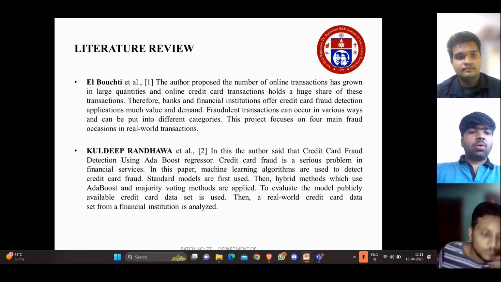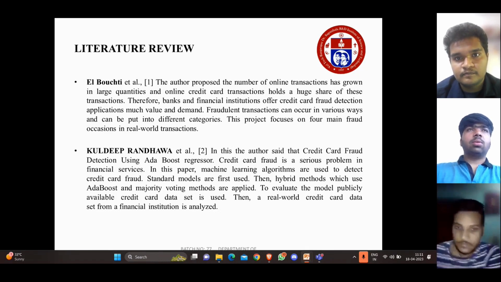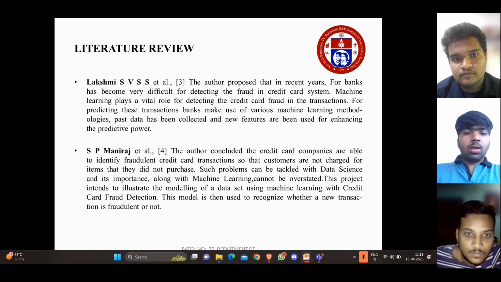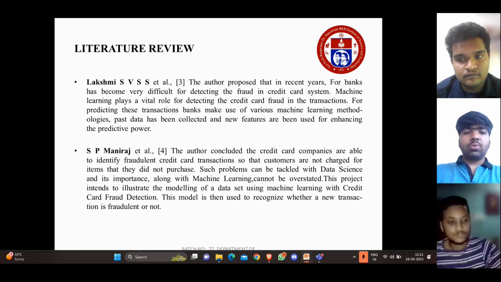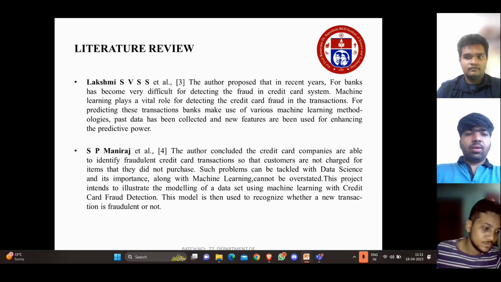In our literature review, we have attached nearly 6 literature reviews, and other papers, some 8 to 10, were attached at the end. The literature review goes from L. Bauchi and Kuldeep Randwa. The third one is Lakshmi SVSS. The author proposed that in recent years it has become very difficult for banks to detect fraud in credit cards. Then SP Maniraj. And the fifth and sixth literature reviews go like this.